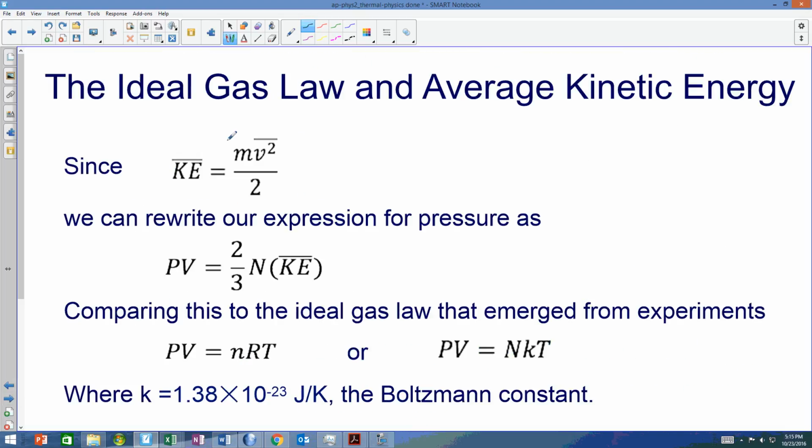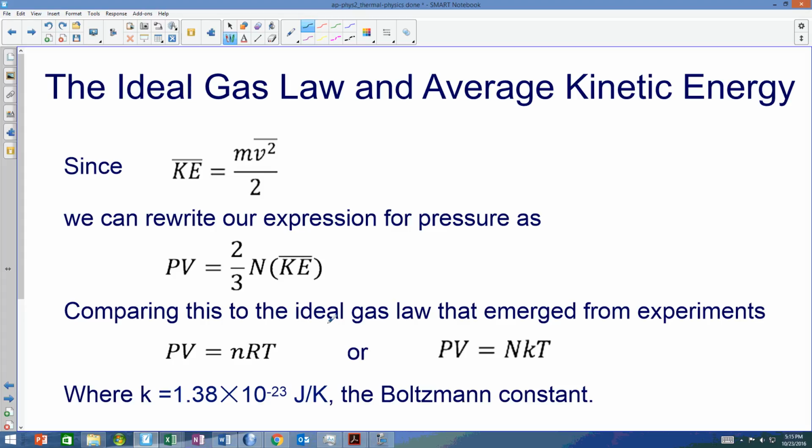Okay, and we know that the kinetic energy is equal to 1/2 mv squared. So basically we're taking this here and manipulating it to solve for m, and then we're substituting that in for the m here. And so we end up with PV equals 2/3 N times the average kinetic energy.